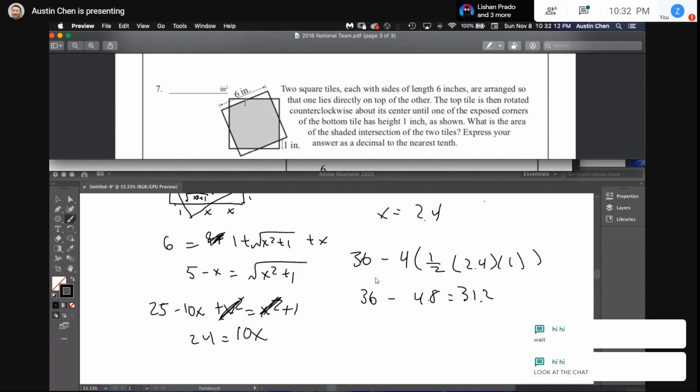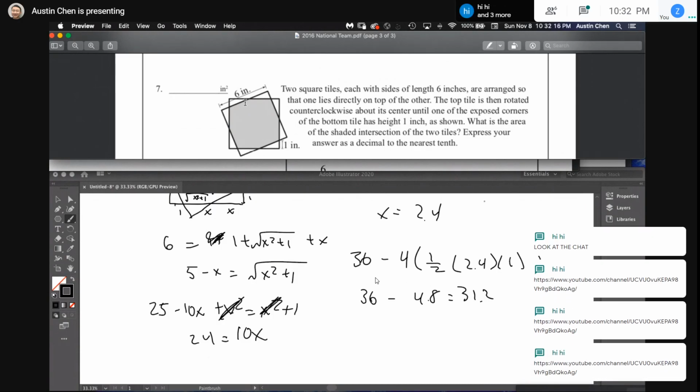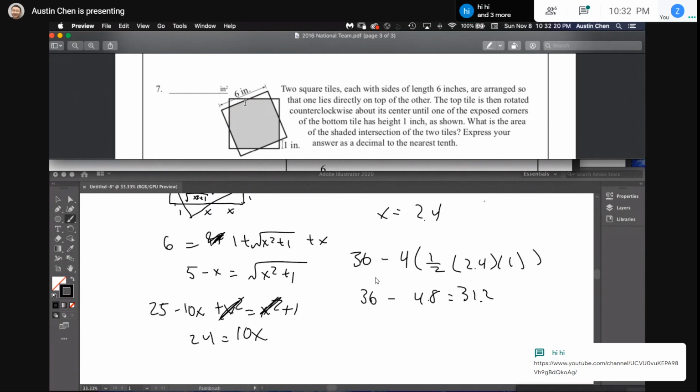Do you have anything to say about this problem, Bill? That problem? Remember symmetry? Yeah, this is it. This is symmetry. Remember when we talked about symmetry? Yeah, this problem is also symmetry.